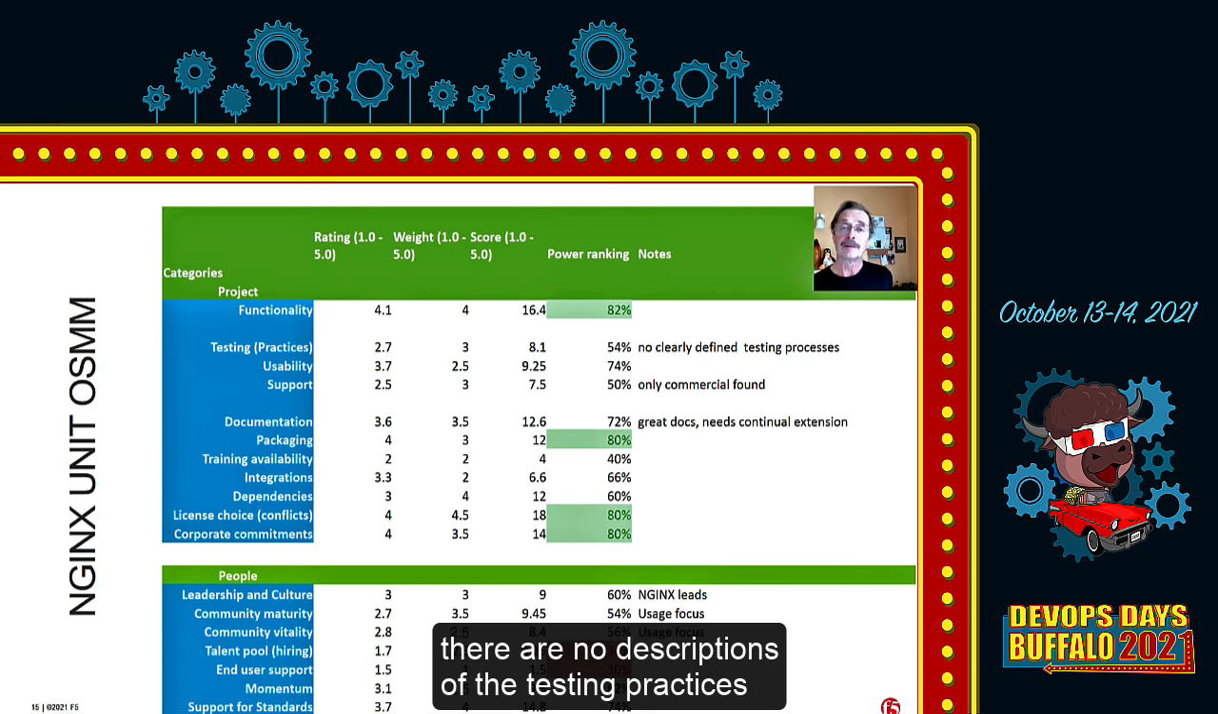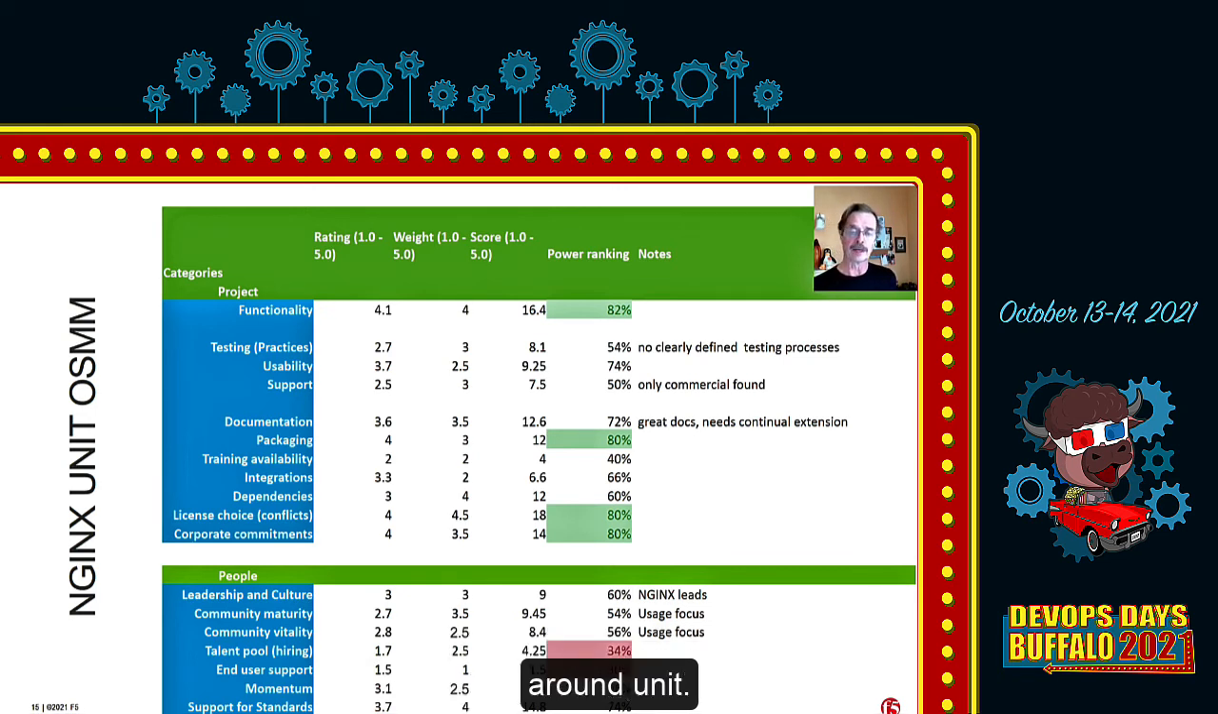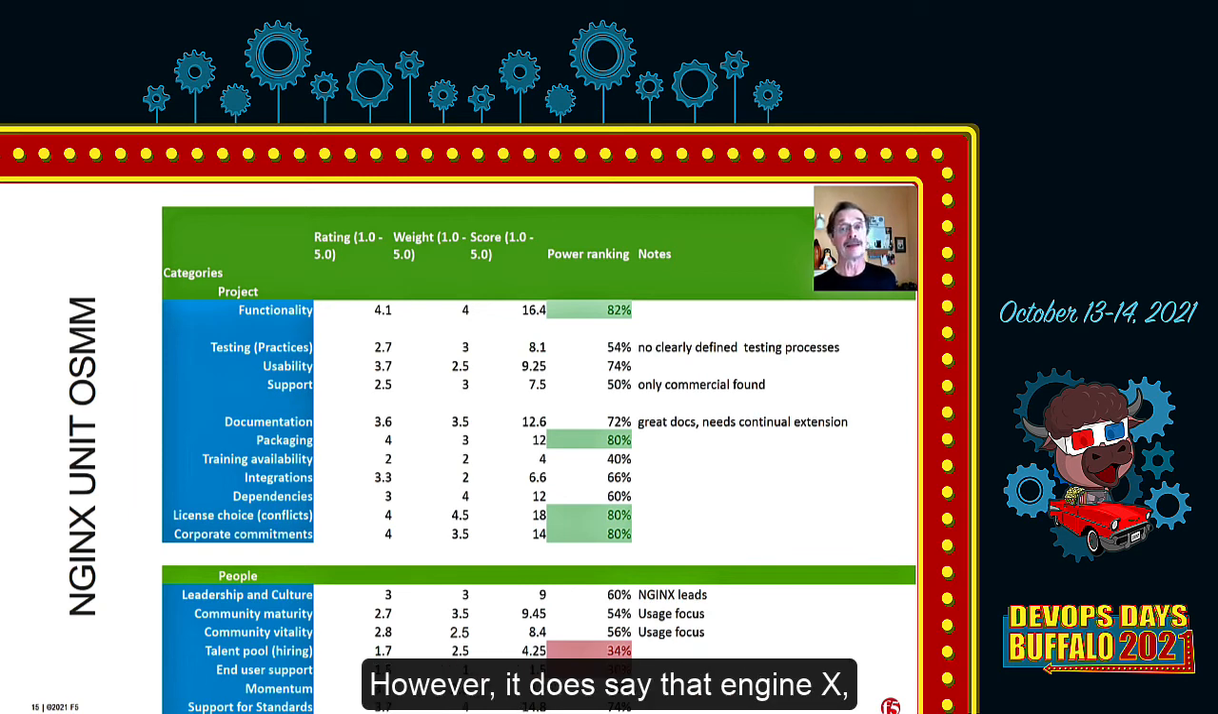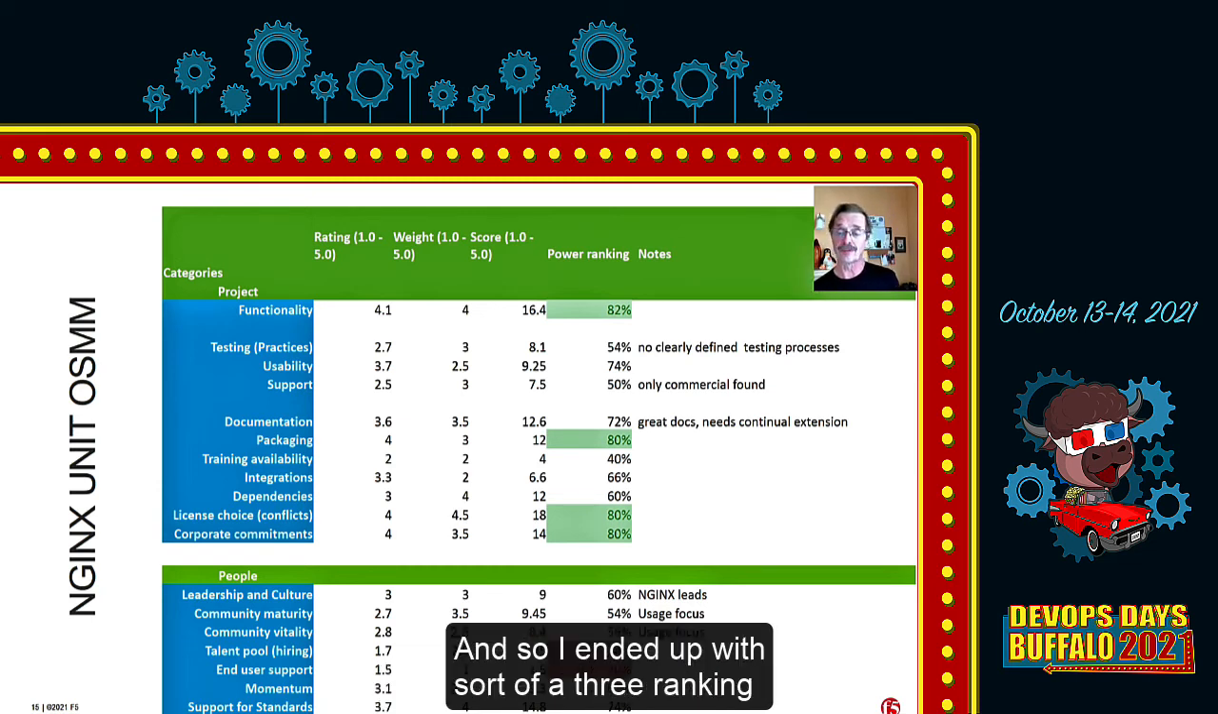There are no descriptions of the testing practices around unit. However, it does say that Nginx, the corporation, tests this extensively. Now, I actually trust them. Can't imagine why, but I do trust them. But it is something that I can't find; there's nothing there. And so I ended up with sort of a 3 ranking.